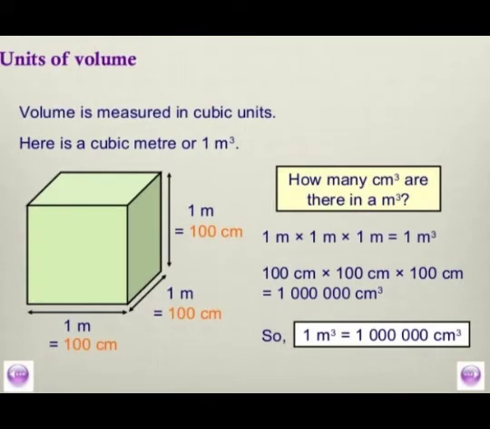Volume is measured in cubic units. Here is a cubic meter. How many cubic centimeters are there in a cubic meter? 1 meter times 1 meter times 1 meter is equal to 1 cubic meter. So 100 centimeters times 100 centimeters times 100 centimeters is equal to 1 million cubic centimeters. So 1 cubic meter is equal to 1 million cubic centimeters.